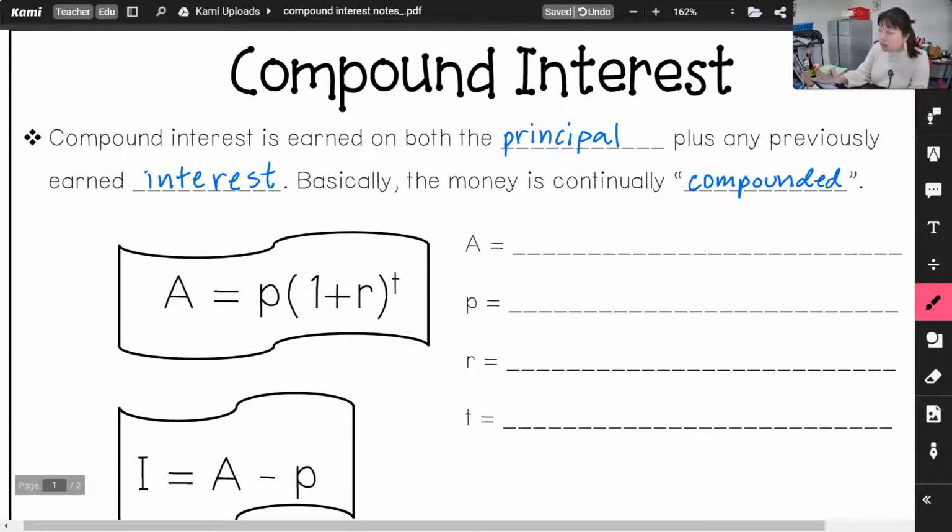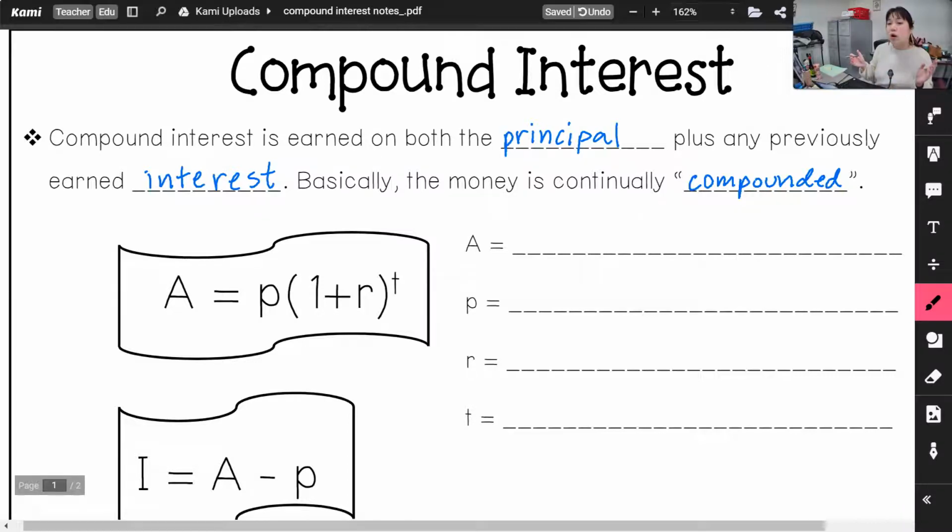Okay, so with simple interest, you're only earning interest on the principal. So as soon as you create the account or you borrow the money, you know exactly how much interest you're going to make because it's purely based on that principal you first deposited. When it comes to compound interest, that's different.